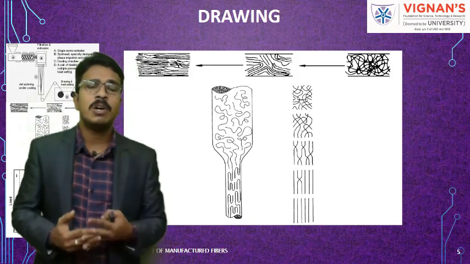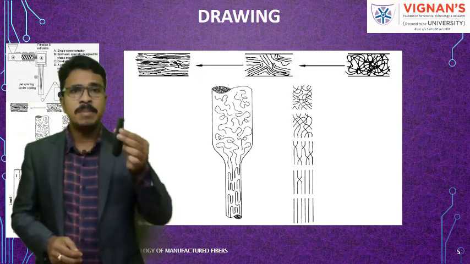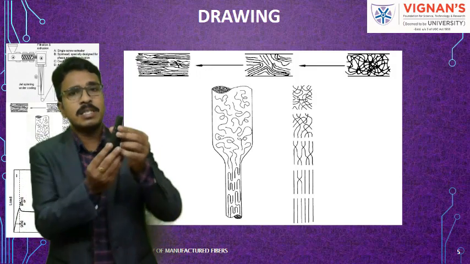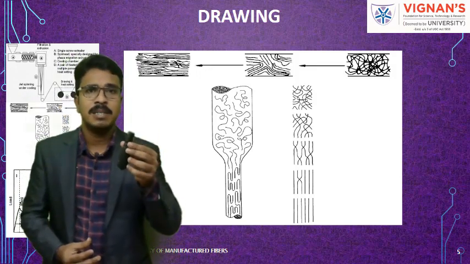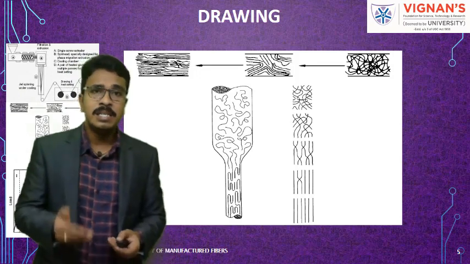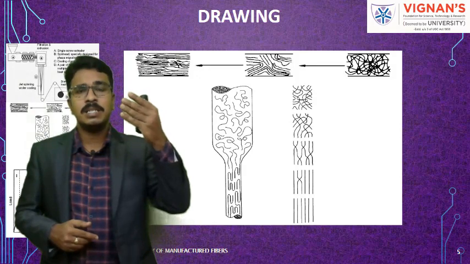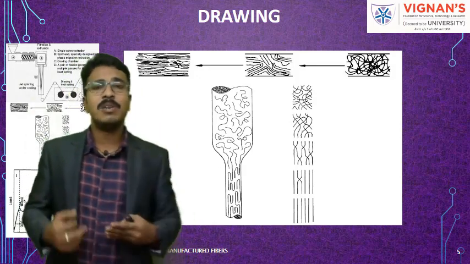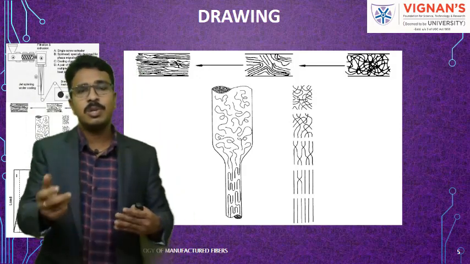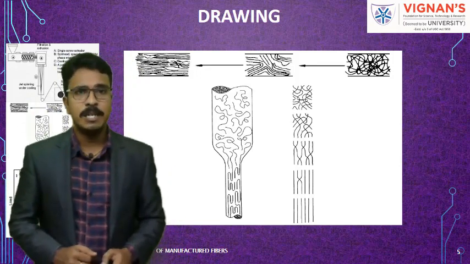So what do you mean by draw ratio? Say, for example, 1:3. That means 1 centimeter of filament you are taking, then you are extending it up to 3 centimeters. That is called the draw ratio 1:3. And this draw ratio is decided by the feed roller speed, that is the circumference of the feed roller, and then the drawing roller speeds. I will show you that draw twisting unit where you can understand it clearly.